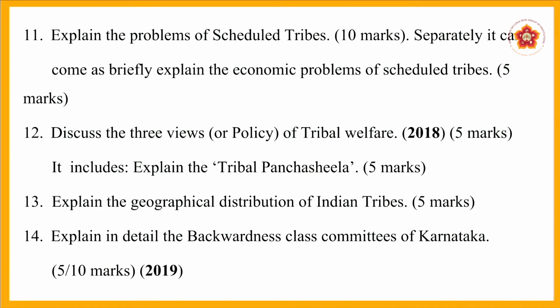Then the next question is explain in detail the backward class committees of Karnataka. It can be of 5 marks, it can be of 10 marks. So again you have to see how many marks are allotted. Again it has come very recently. So you have to mention all those 4 committees, which are Naganna Gowda Commission, then LG Havanur Commission, then Venkataswamy Commission and Chinnappa Reddy Commission.